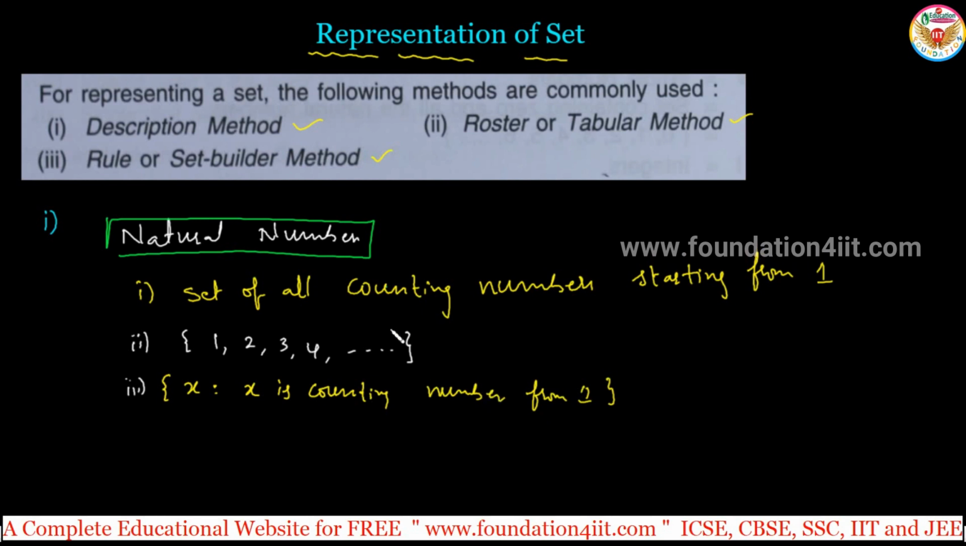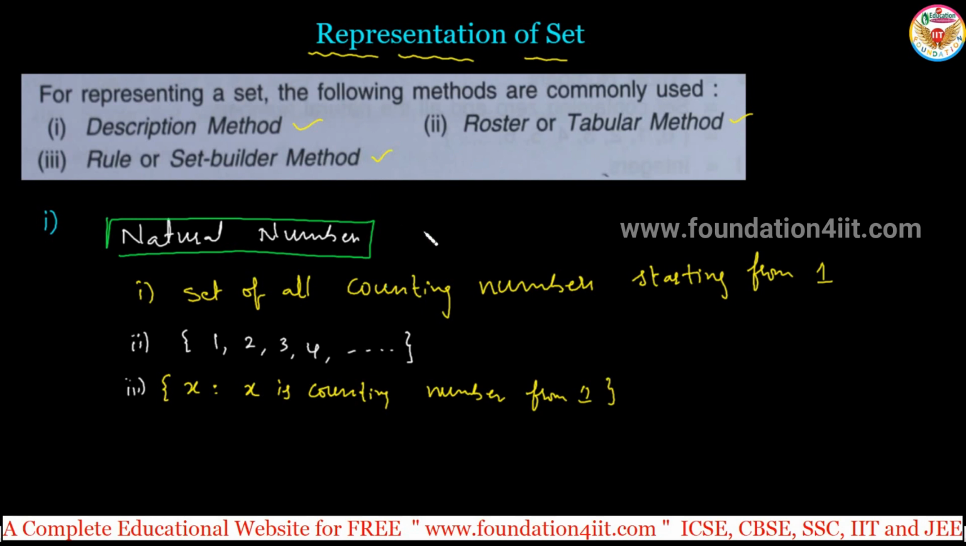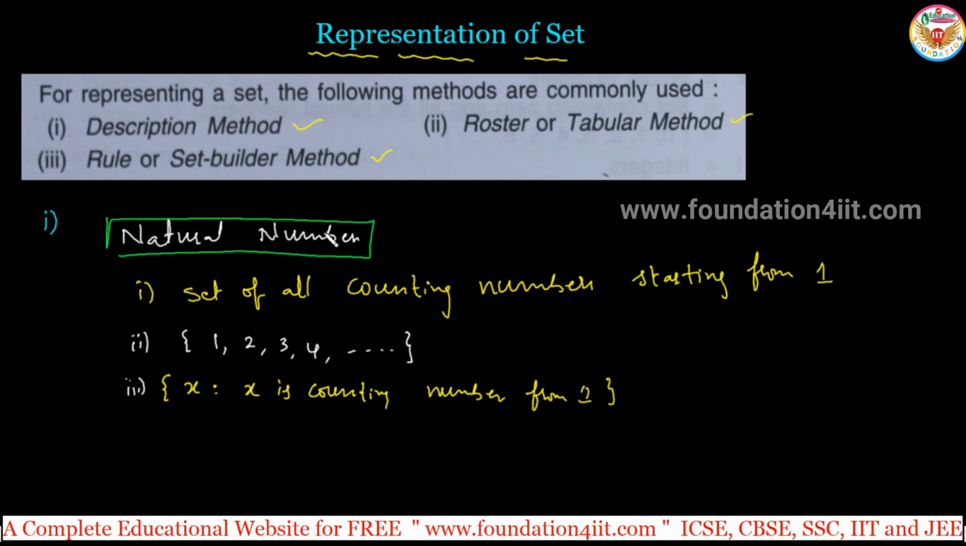Actually, the description method is only writing the statement. In the roster or tabular method, the elements are written inside a pair of curly braces separated by commas. In the rule or set builder form, we make one rule for this, a statement or some formula. If we take some different examples, you'll get a clearer idea.